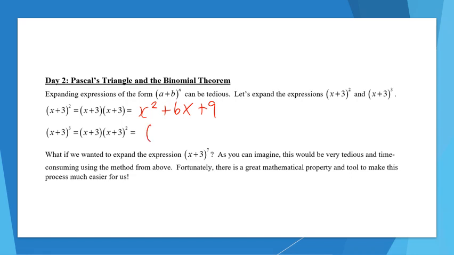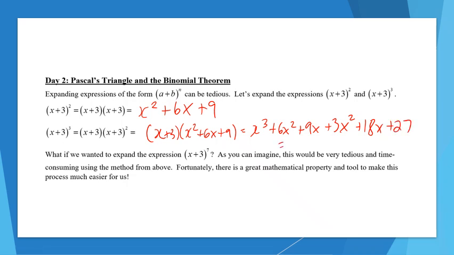So basically this would be x plus 3 times x plus 3 squared, which if we FOIL this whole thing out, this is x cubed plus 6x squared plus 9x plus 3x squared plus 18x plus 27, which we can simplify to x cubed plus 9x squared plus 27x plus 27, combining like terms. And that was like a little hard, right? Imagine if we wanted to do it to the 7th power. That would take forever, you would think.